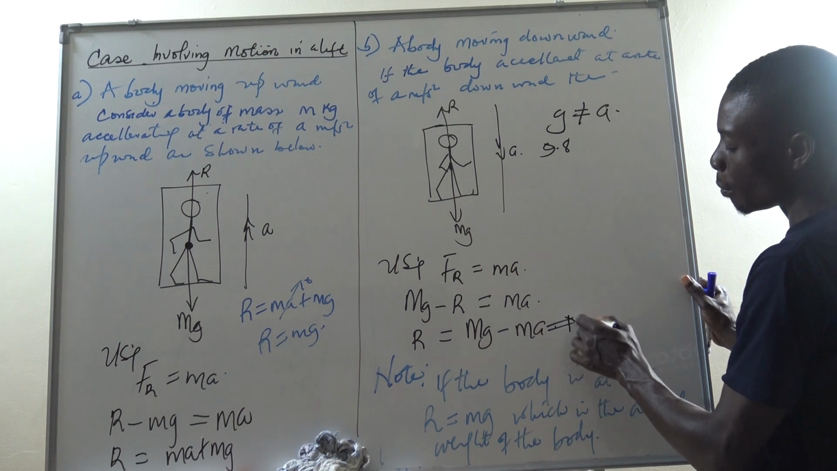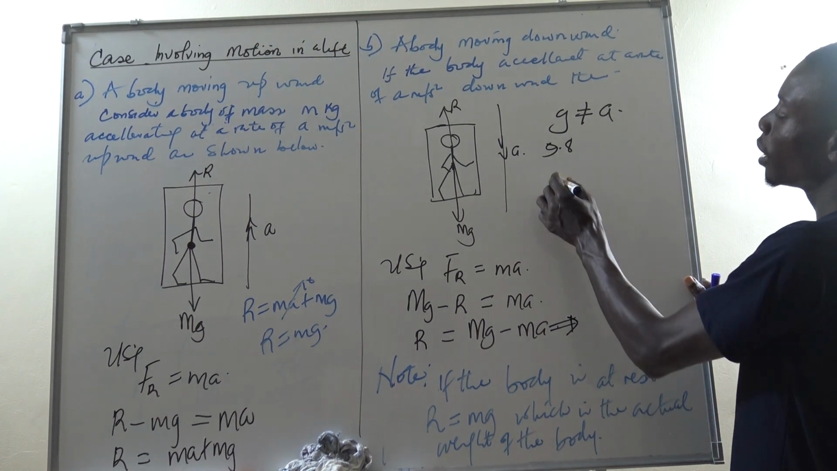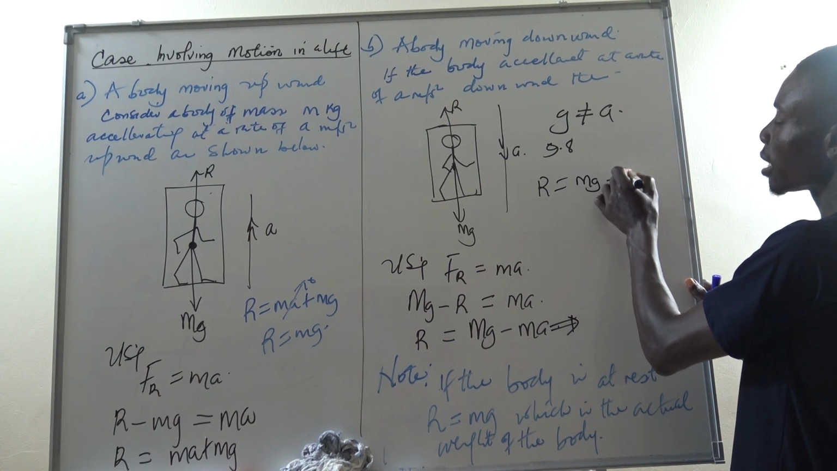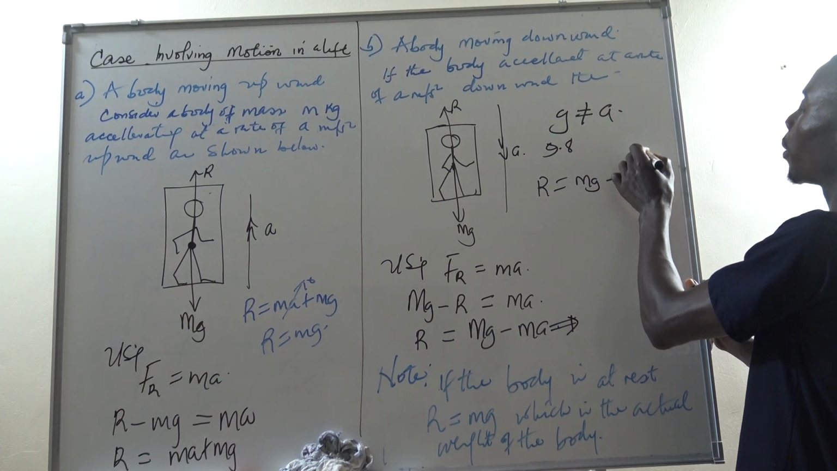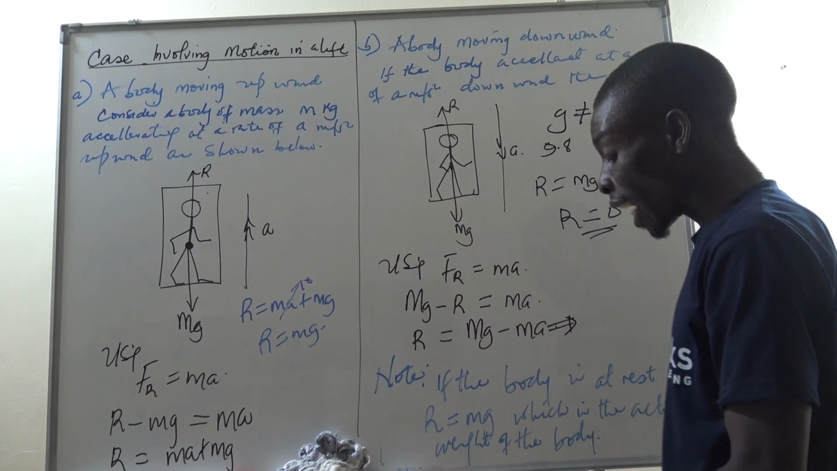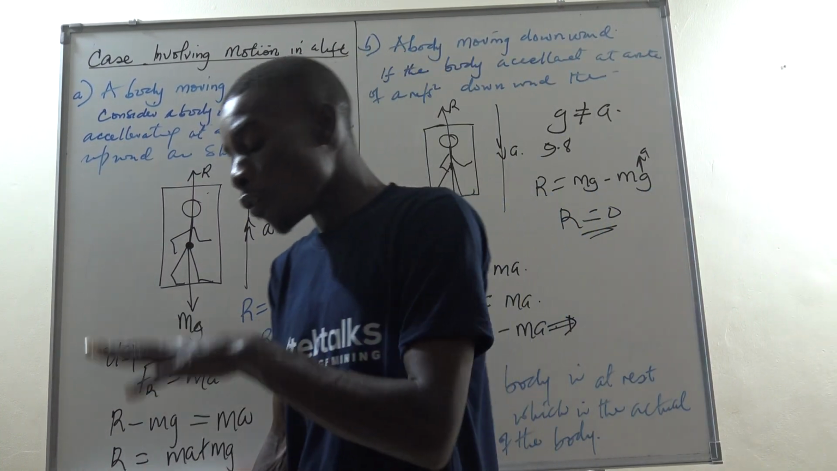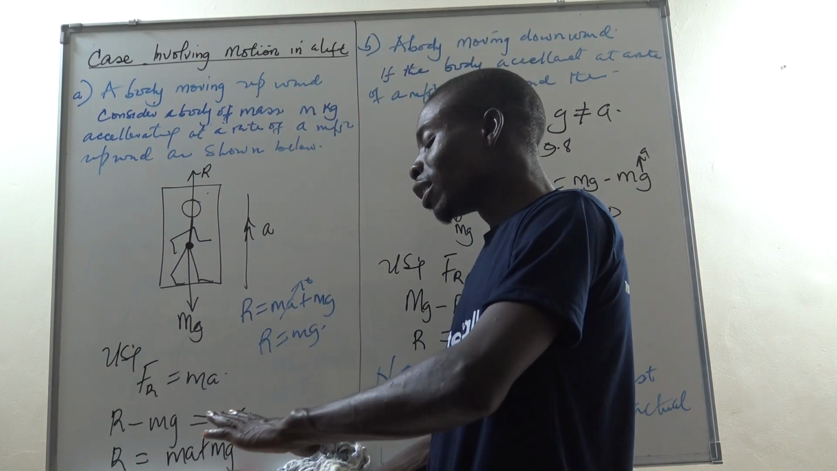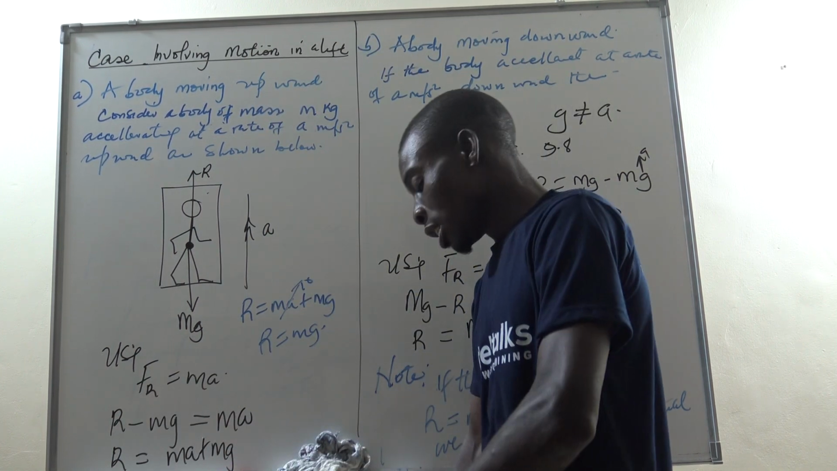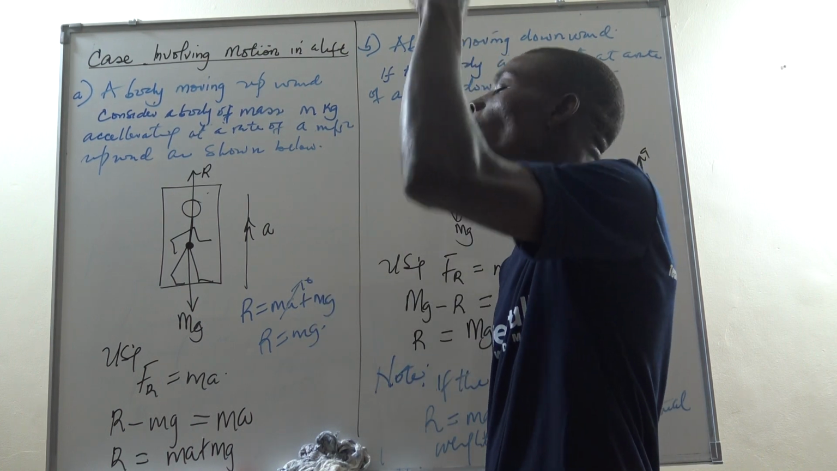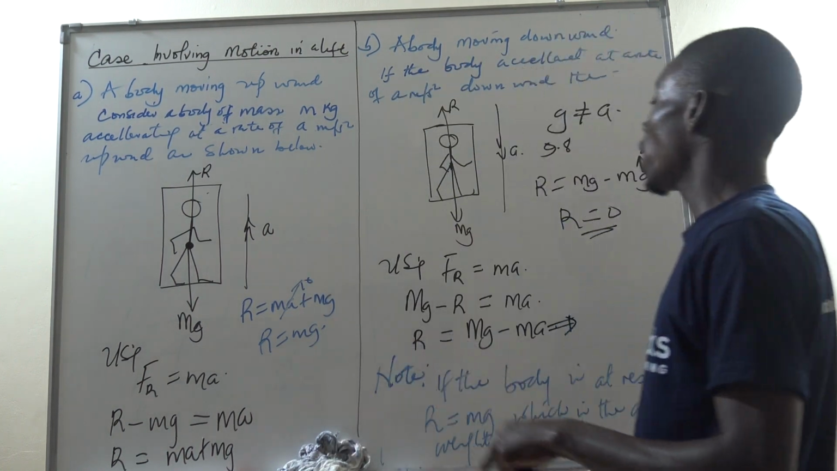If you pick this and bring it here, if g equals a, you will say R equaling to mg minus ma, with a now equal to g. So that means R is equaling to 0, and if there is no normal reaction, it means that you're moving down, but your leg is no longer in contact with the lift. That means it is like you are falling freely from up. So it is really very, very dangerous.